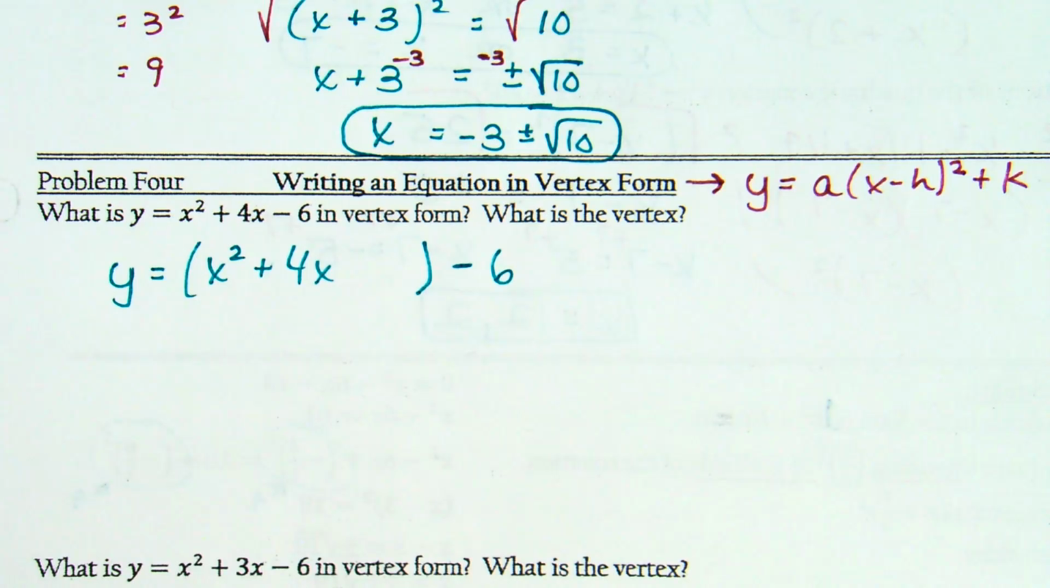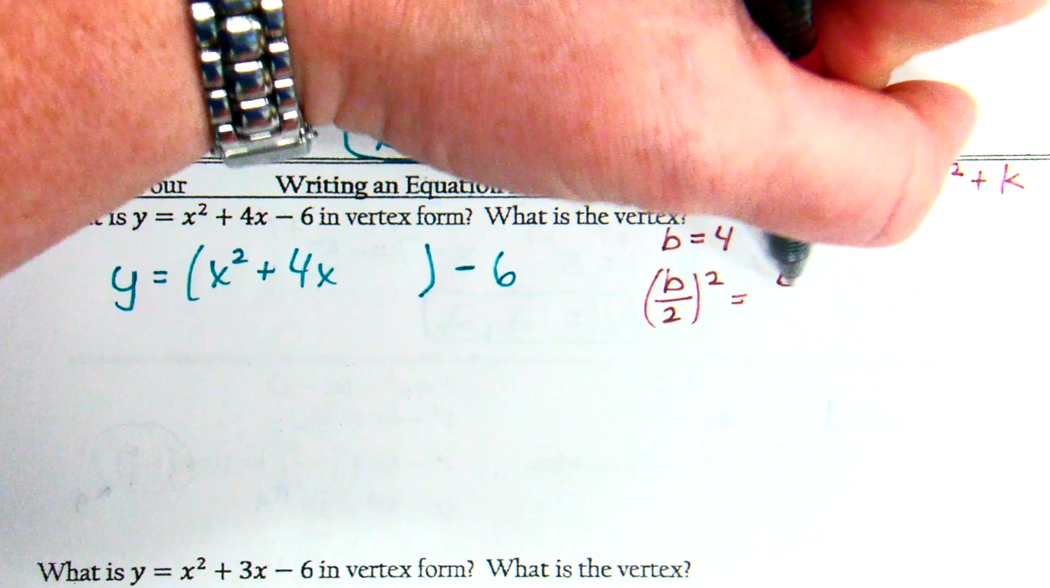So if b is 4, that means I'm doing 4 divided by 2 and squared. 4 divided by 2 is 2. 2 squared is 4. So 4 is what I would normally add to both sides, right? Okay. So we are going to add the 4 in the parentheses.